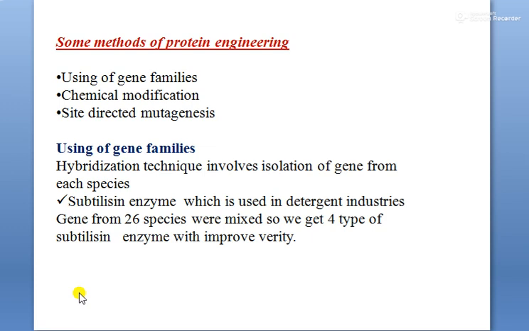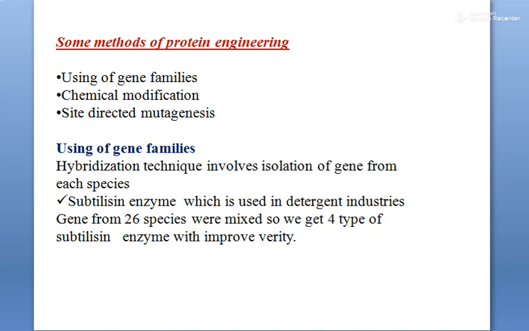See, it is a hybridization technique that involves isolation of genes from each species. An example of protein engineering using gene families is the subtilisin enzyme, which is used in the detergent industries, right? It has 26 species, right? Subtilisin has 26 species.